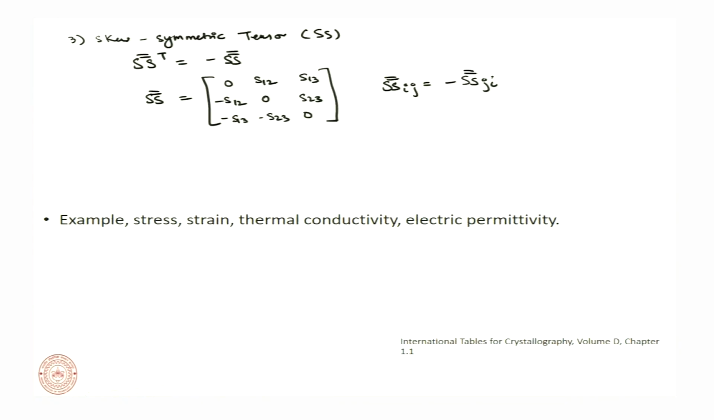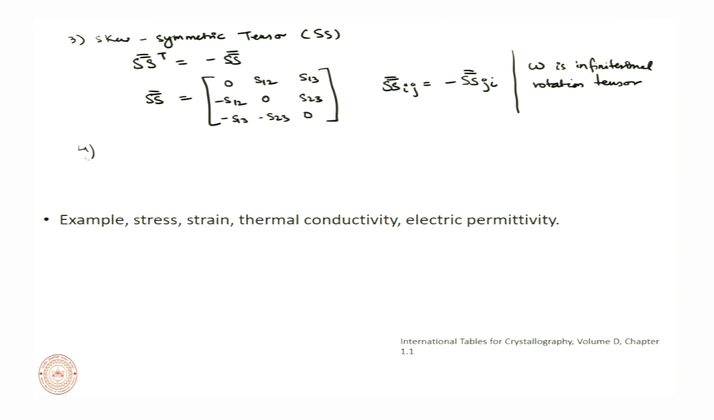These are the skew symmetric tensors. An example for it is our omega, which is the infinitesimal rotation tensor. Okay, so these are our skew symmetric tensors.